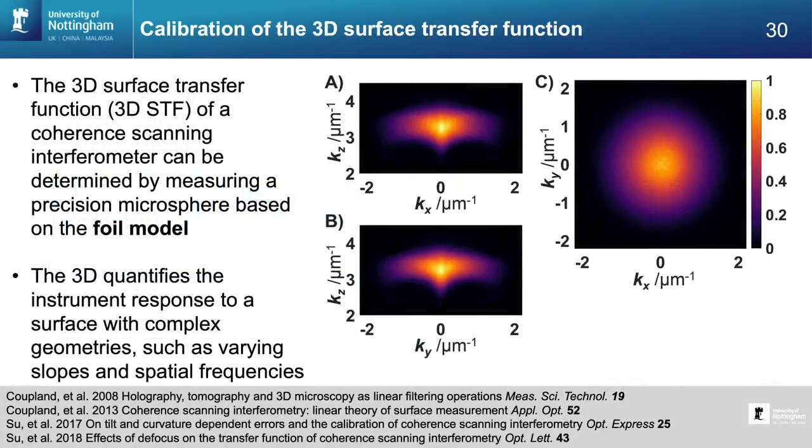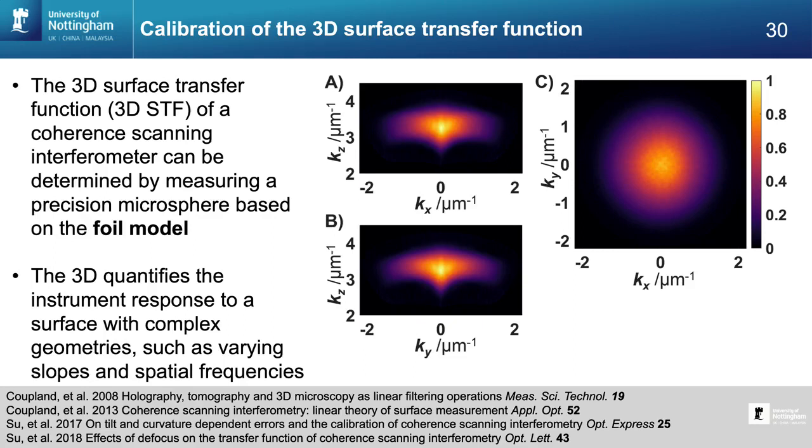So we have done a lot of work with Jeremy Coupland's group at Loughborough University, and my researcher Rong Su has done a lot of work on determining this surface transfer function for coherent scanning interferometry. We use what's called the foil model. Again, I don't want to go into the details, but it's a model where we effectively put an infinitely thin layer upon the surface and then solve the convolution problem.